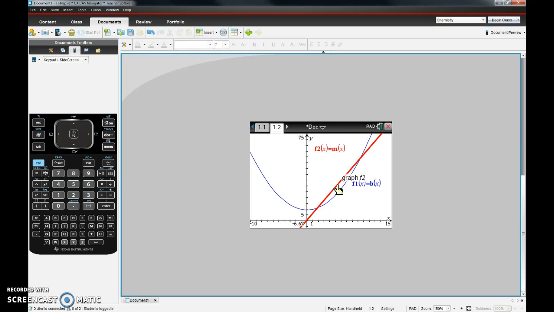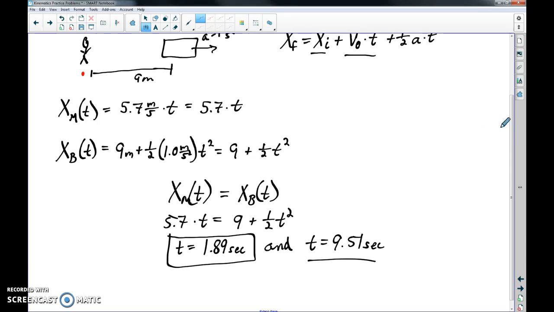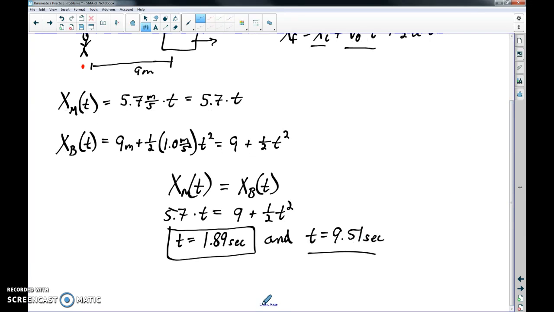So the last point in time that I can still catch the bus is when the bus is going the same velocity as me. And that means that my graph is tangent, and they're equal to each other. So, how do I calculate that? Let me show you how to do that.